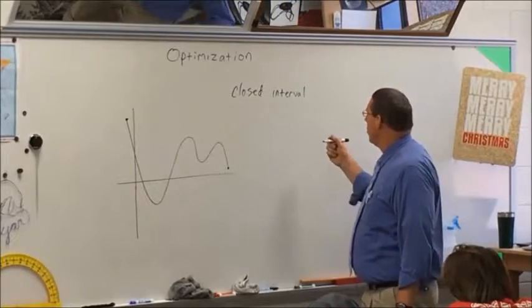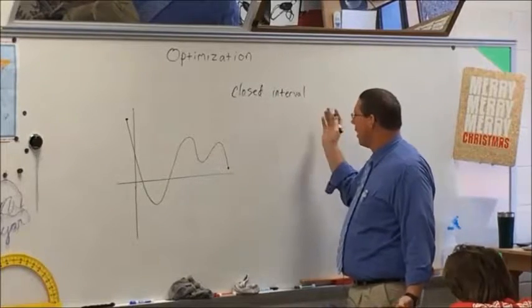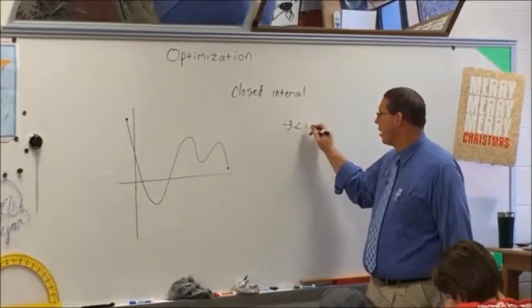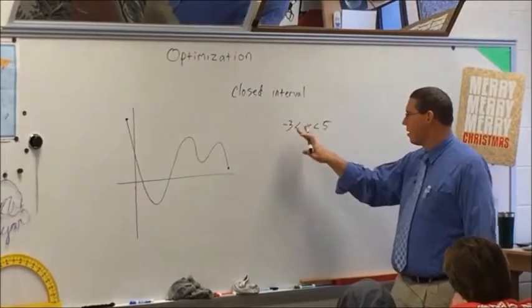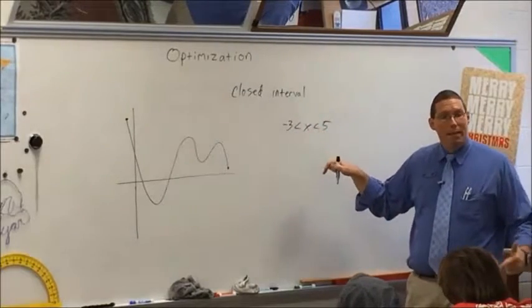Now, last semester intervals looked like this. Let's say we have an interval from -3 to 5. Okay, we could have -3 to 5. Do you guys remember this? Now, this is an open interval.